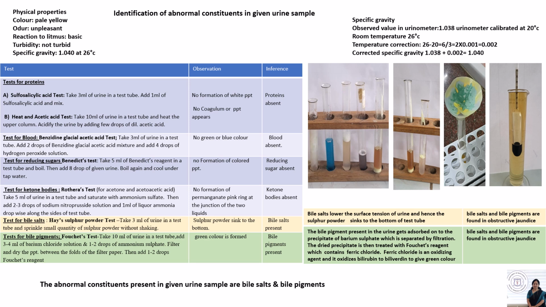So how to report this sample? The abnormal constituents present in the given urine sample are bile salts and bile pigments, and these are mainly excreted in obstructive jaundice.